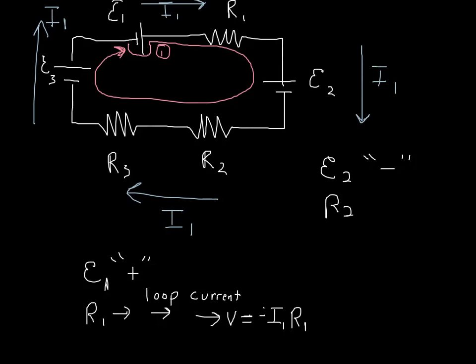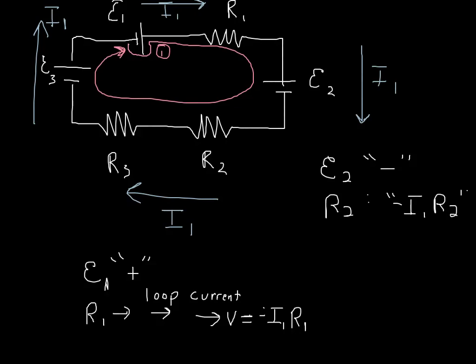I look at my R2. I'm going clockwise through my second resistor, and my current is also going clockwise still. So my R2 is going to give me a negative I1 times resistance 2.